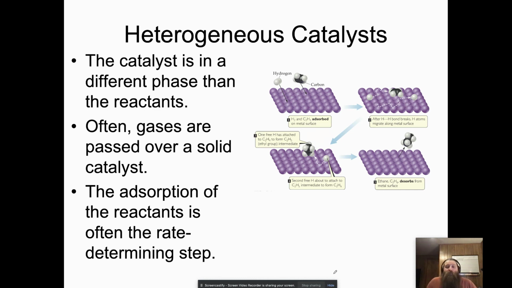So the adsorption, which is a word you have not seen since we did the lab at the very beginning of the year on chromatography, the adsorption of the reactants is the rate determining step the majority of the time when we have that metal or solid phase catalyst and another phase as our reactants.